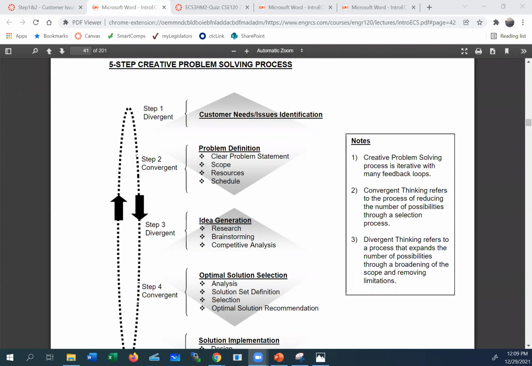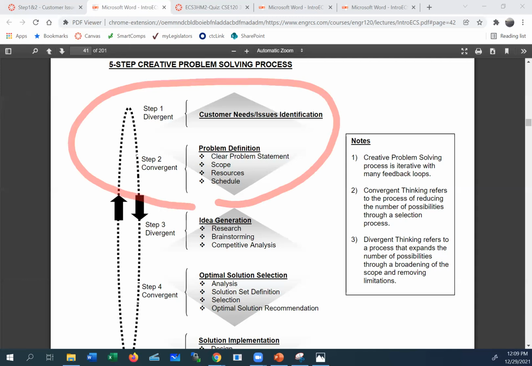Okay, so we've given you an overview in earlier videos. If you haven't watched, it's probably worthwhile to go look at that. In this video, we're going to focus on the first two steps: figuring out customer needs and issues, as well as writing a problem definition that we could use to guide our work on coming up with a solution.